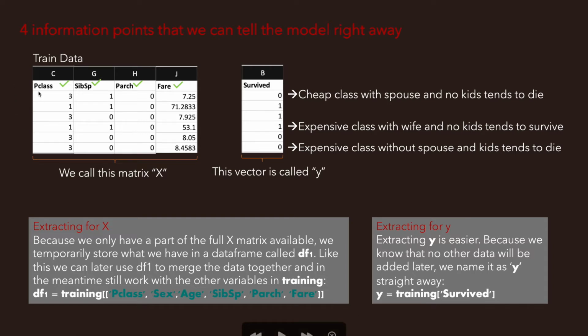So for now we're taking the class of the passenger, the number of siblings, and also if a parent is on board, and the fare that the passenger has paid. We take these four together and then we want to say, okay, knowing these four, do I think the passenger survived or not? So the first one is a passenger in class 3 with only one spouse on board and a small fare being paid, and we see, okay, that person died.